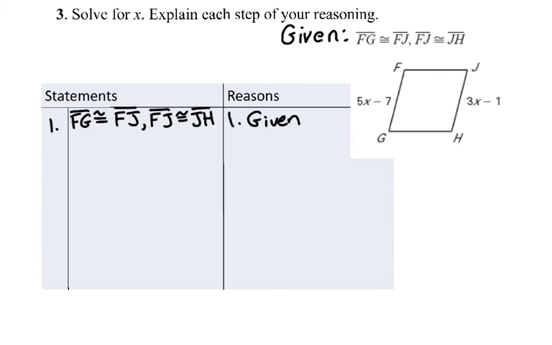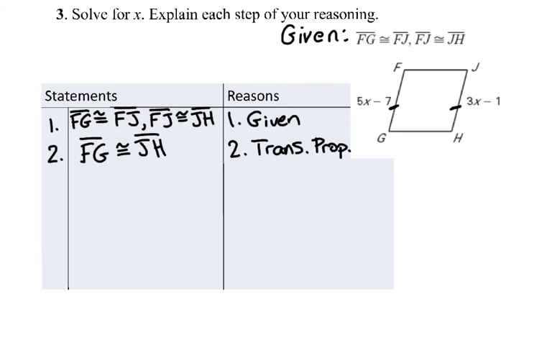Okay, from here, what we need to show is that FG and JH are congruent. And we can do that with the transitive property, because here, FJ and FJ are in the middle. So we can say FG is congruent to JH, and that was our transitive property being used.